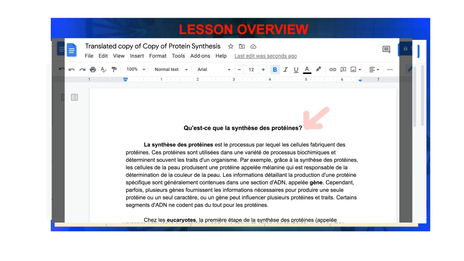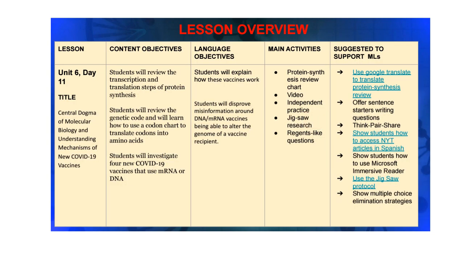Google Translate used not to be super great at the beginning, but I have to say that I use it frequently in my class, and over the years it got really good, and its translations are pretty accurate. Okay, let's go back to other supports for multilingual learners. They always benefit from sentence starters if you have writing prompts. You can allow students to complete that independent practice in pairs and to use think, pair, share for students to share their ideas. Also, you can show students how to access the New York Times articles in Spanish.